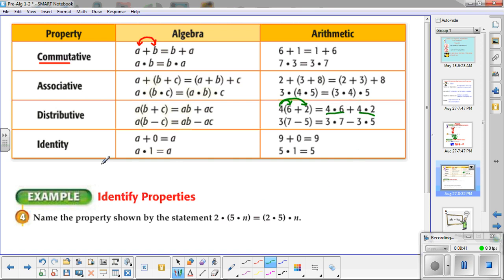Identity property is when you add 0 to something, you get what you started with, or when you multiply by 1, you get what you started with.